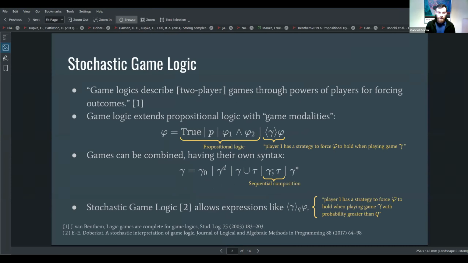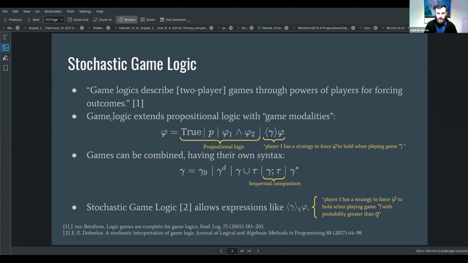So Stelios already mentioned PDL. So game logics turn out to be something a bit more general than PDL, and PDL can be considered a fragment of game logics. So the idea here is that instead of programs, we have games. So game logics describe two-player games through the capabilities of players for forcing certain outcomes when playing those games. And the way that game logic does this is by extending propositional logic with these modalities, like the ones in PDL, but now indexed by games.